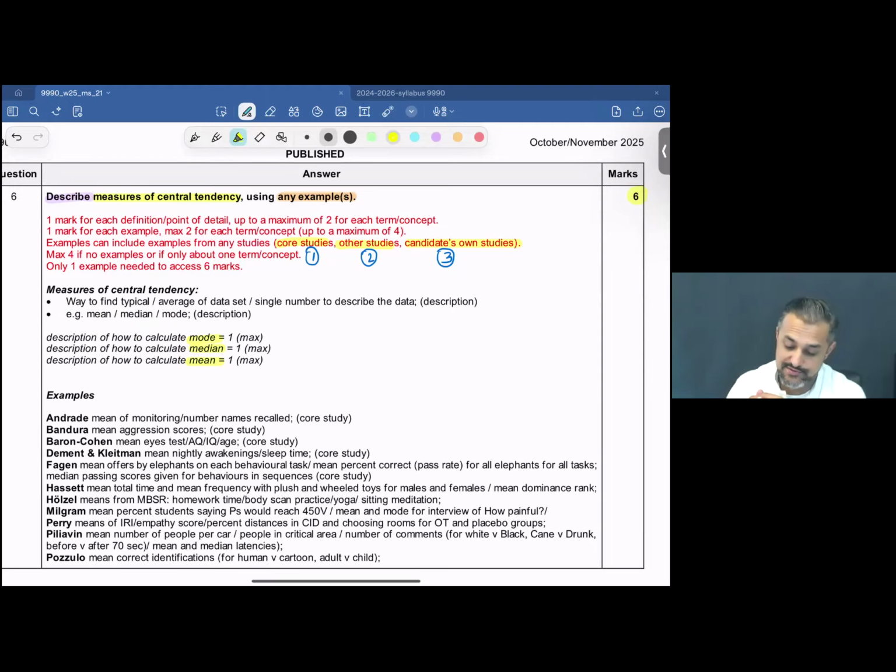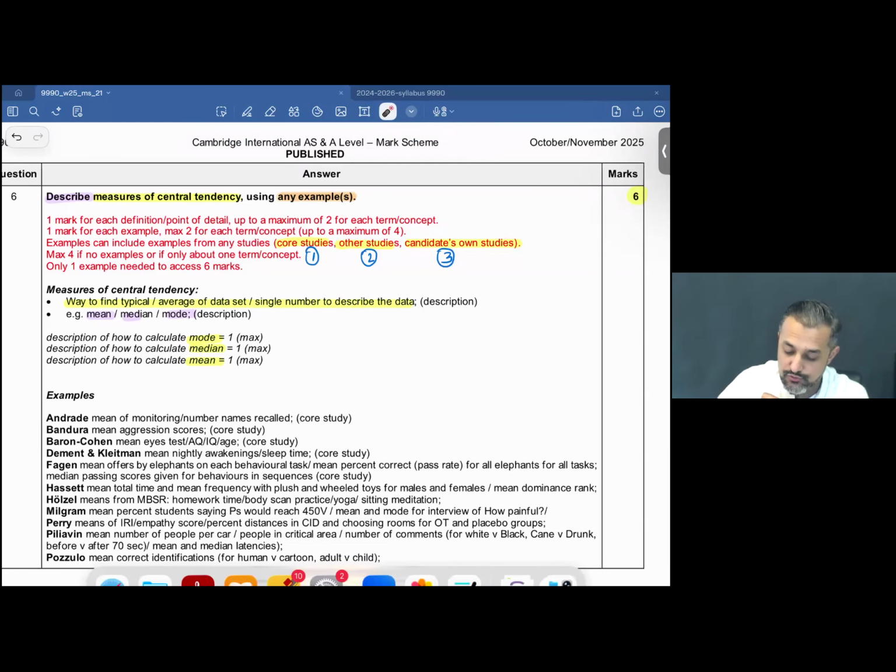If not, this class won't really help you a lot then. So measures of central tendency are the different ways to find the typical or the average of a data set, or any single number to describe that data. If you want to give an example, it could be a mean, a median, or mode. You could give a description of how you calculate mode, how you calculate median, or how you calculate mean, that is the average.